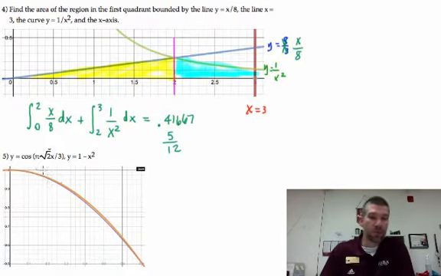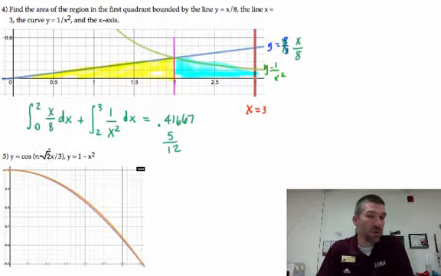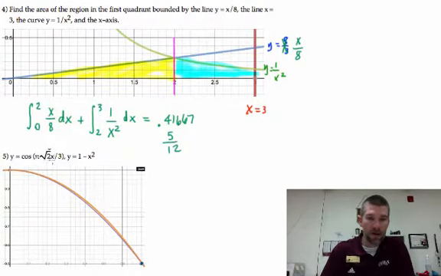On the bottom, we've got this really wacky curve. Cosine of pi square root of 2 x over 3 equals 1 minus x squared. So this is really hard, and we had to see the whole curve because there are 2 points of intersection. There's a point of intersection right here and a point of intersection right here.